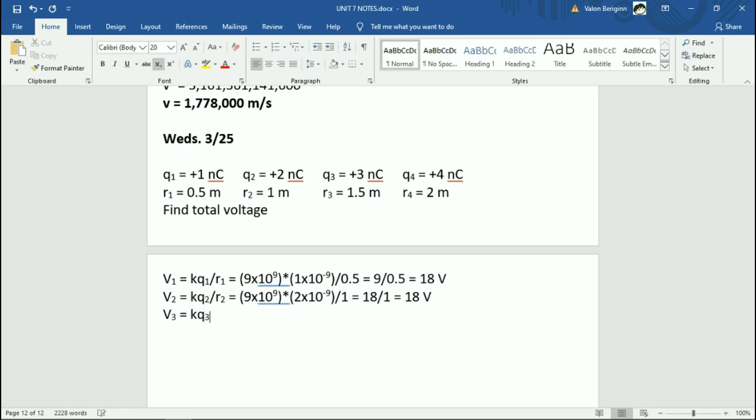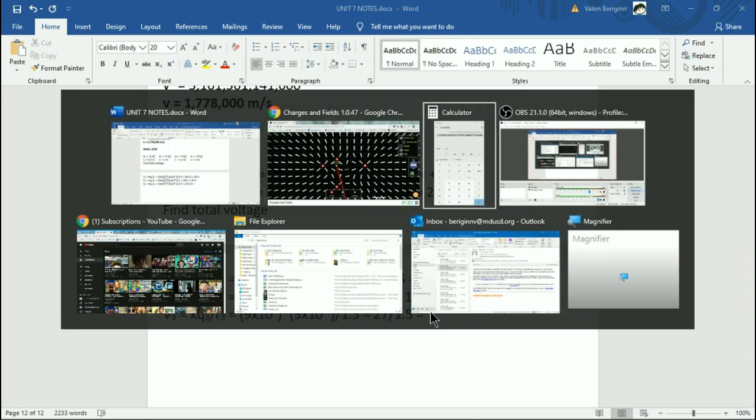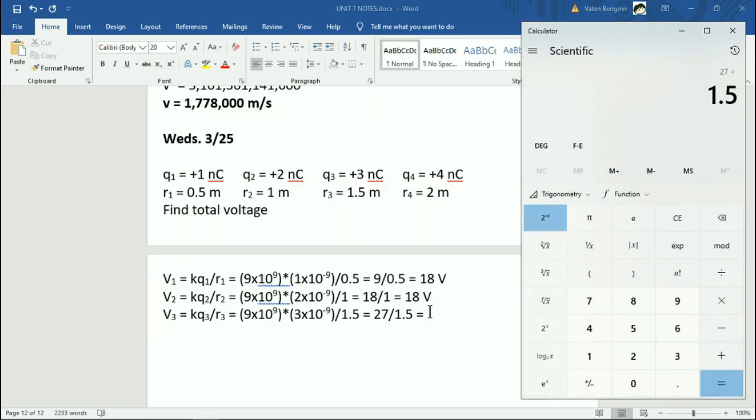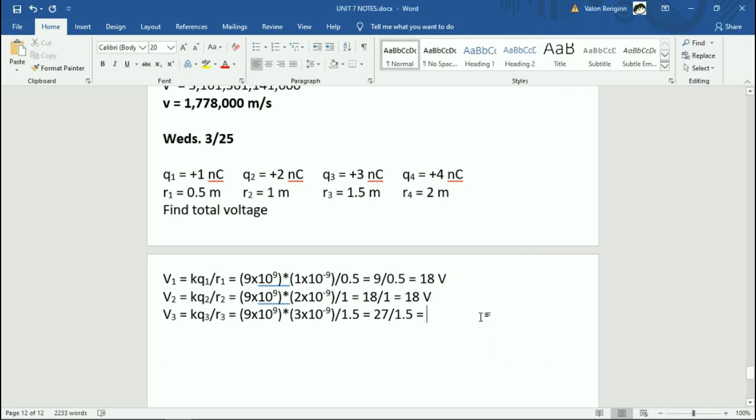V3 is kQ3 over R3, which equals 9 times 10 to the 9 times 3 times 10 to the negative 9, divided by 1.5. So again, the 10 to the 9 and 10 to the negative 9 cancel. 9 times 3 is 27, divided by 1.5. And you may not believe me, but there is 18 volts still. So you may see a pattern here. You can take a wild guess.